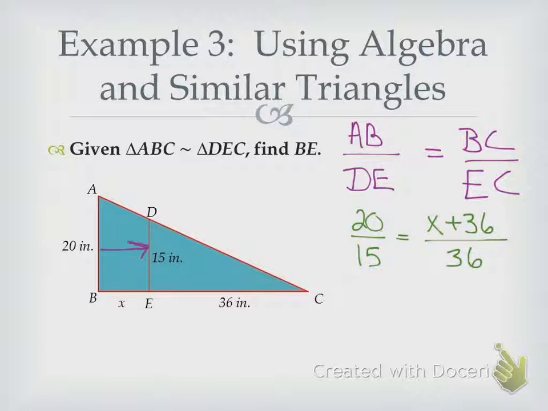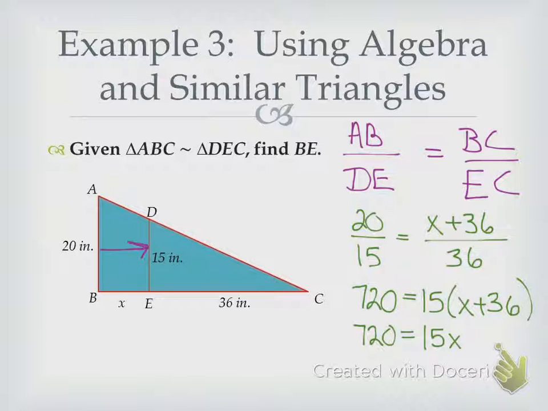All right, so now I'm going to do my cross products to solve. 20 times 36 is what? 720. Okay, now I have 15 times x plus 36. I need to do a little distributive property here. 720 equals 15x. What's 36 times 15? 540. All right. Now what do I do to solve? You subtract 540 from both sides.